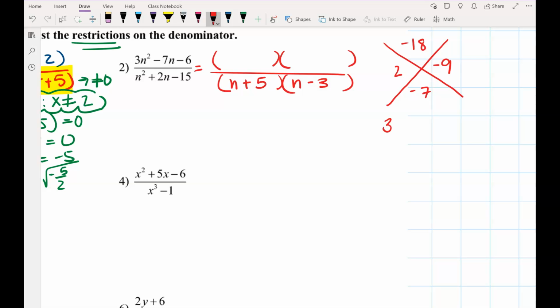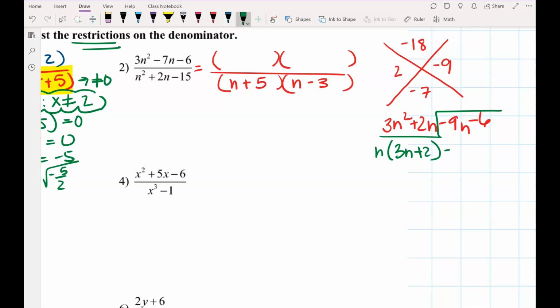And then rewrite it as 3n squared, drop down the minus 6. You can pop in the 2n here and a minus 9n here. Now from here, you can factor by grouping because now you have 4 terms. You can take out a common factor, so now we have 3n plus 2.